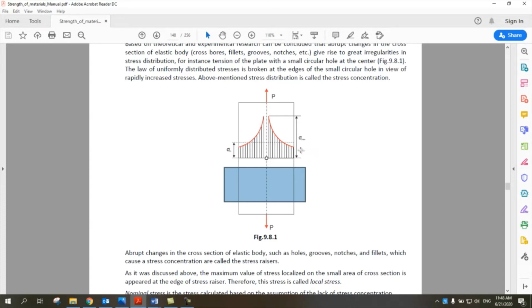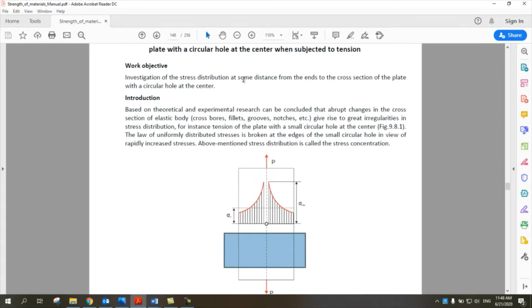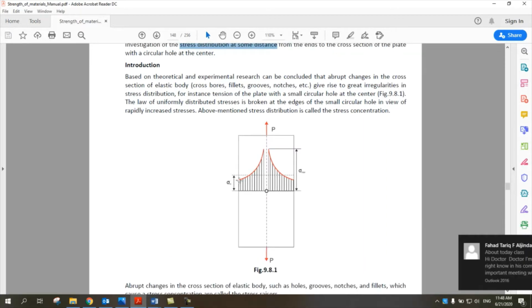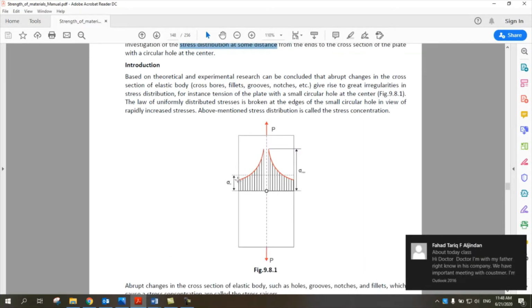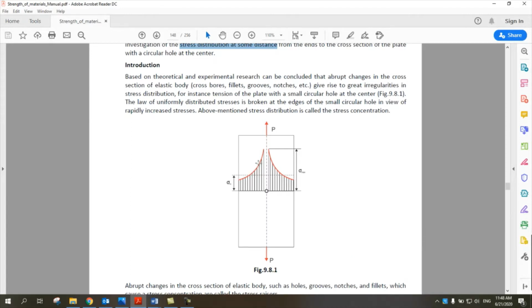So our objective also is to study the stress distribution at some distance from the ends. So we can have one sensor at this point, another sensor at that point, and the last sensor close to the hole, and then we will see that we have different values of stresses.